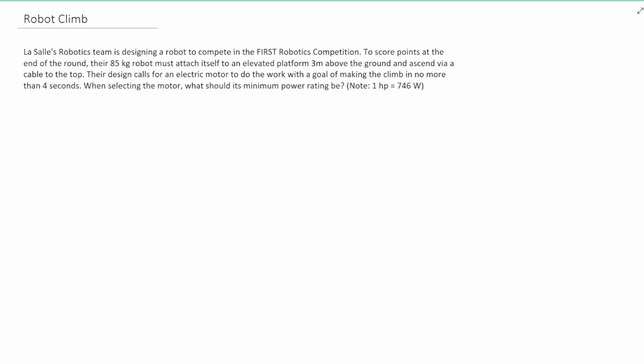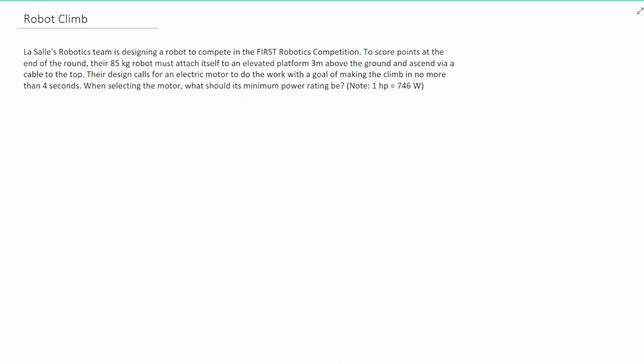In this problem, the Salle Robotics team is trying to elevate a robot at the end of a competition. The platform it's trying to reach is 3 meters above the ground. It's an 85 kilogram robot, and they're trying to select the right motor that would be able to produce the amount of power needed to move their robot in a period of time. Right, so we're thinking of power, we're thinking about the rate work is done.